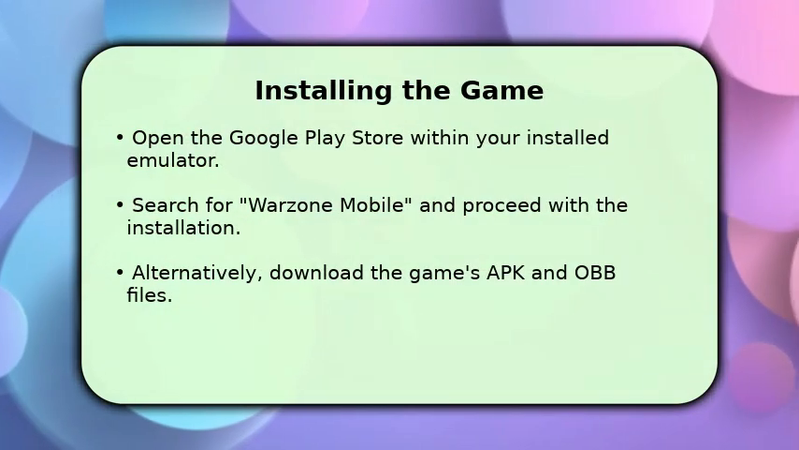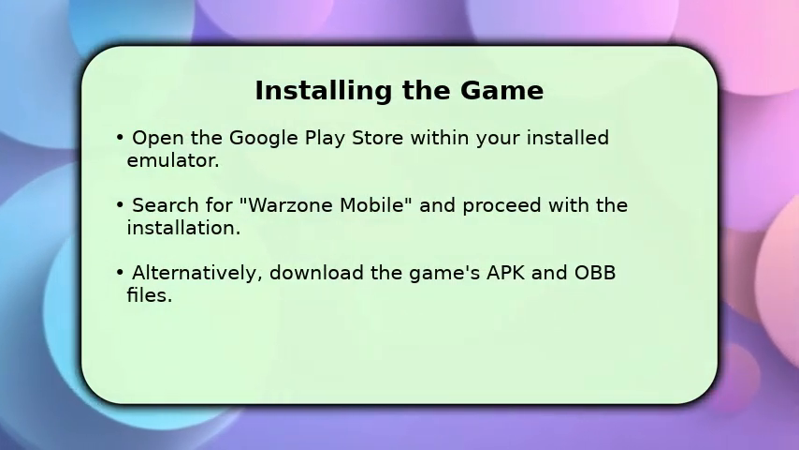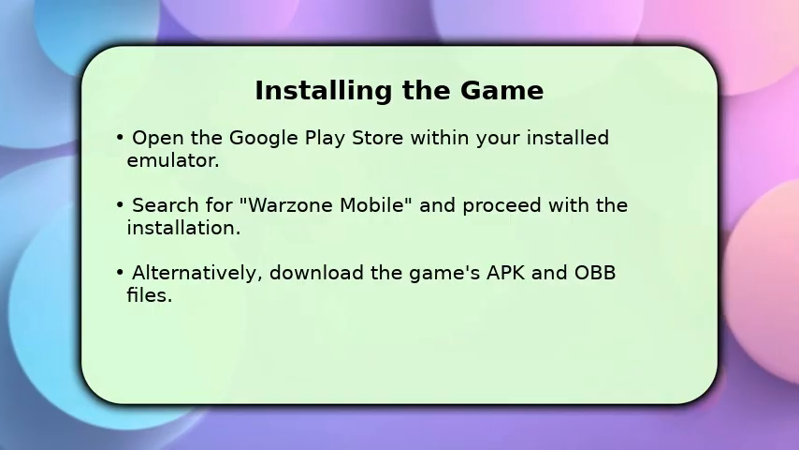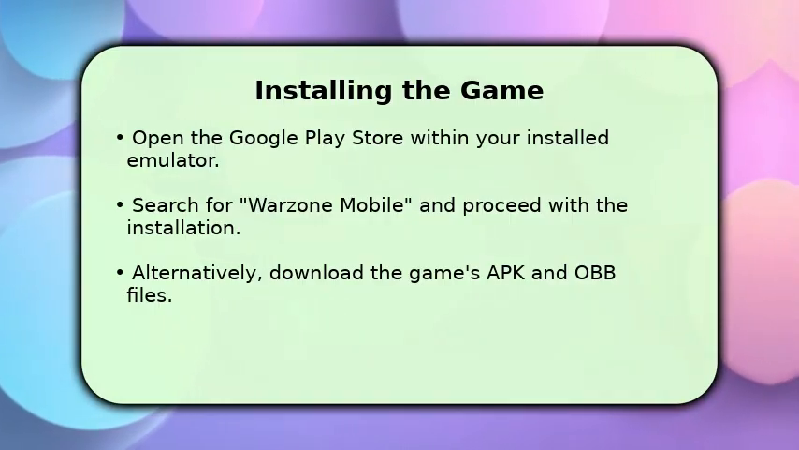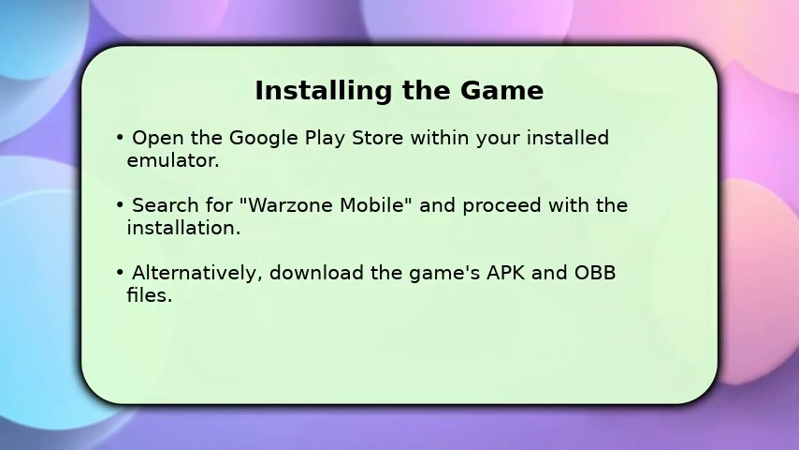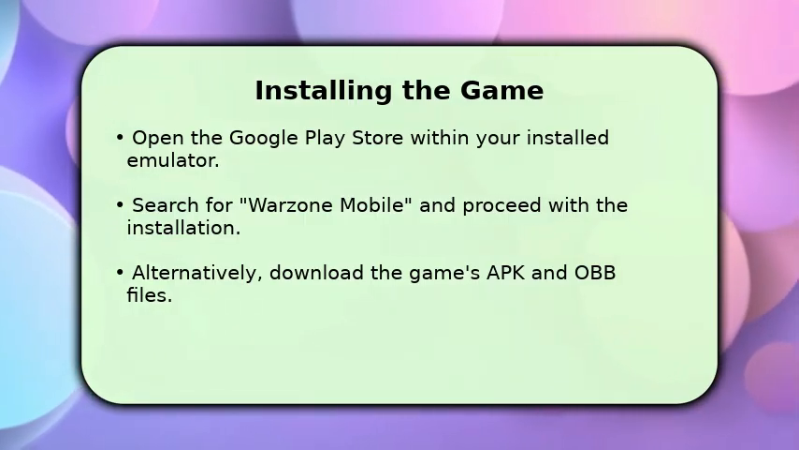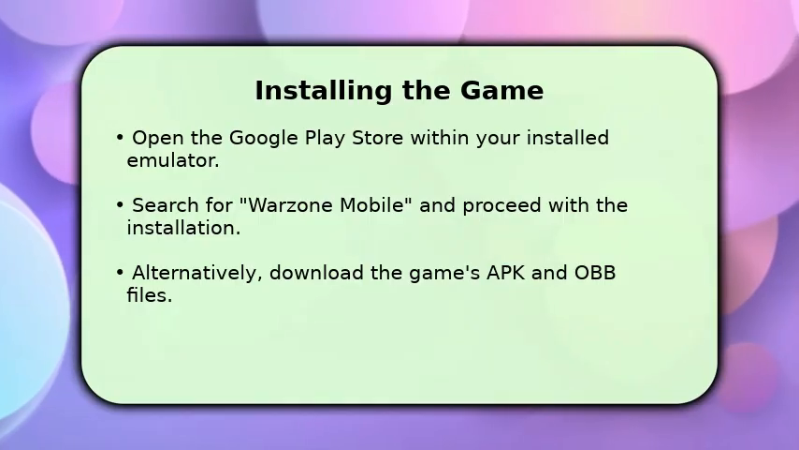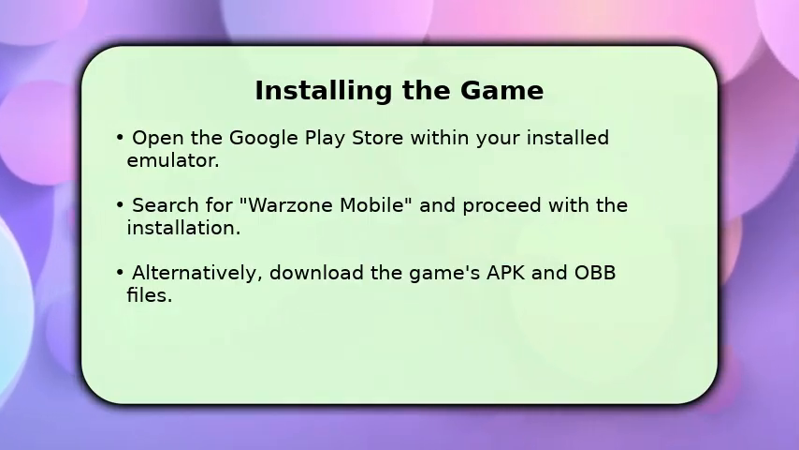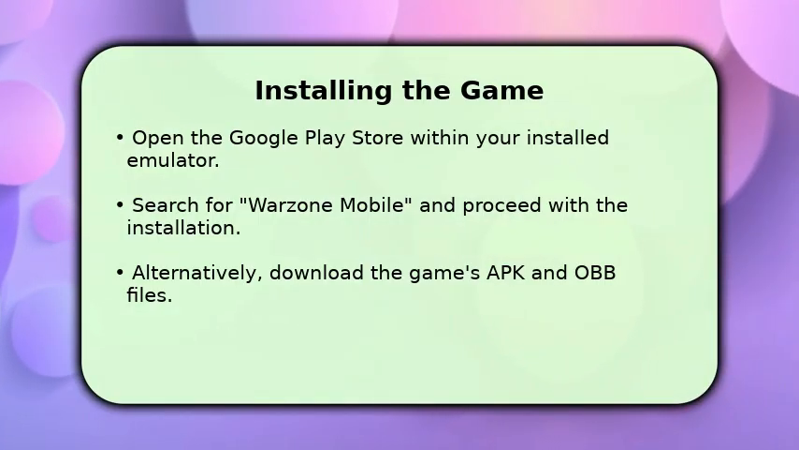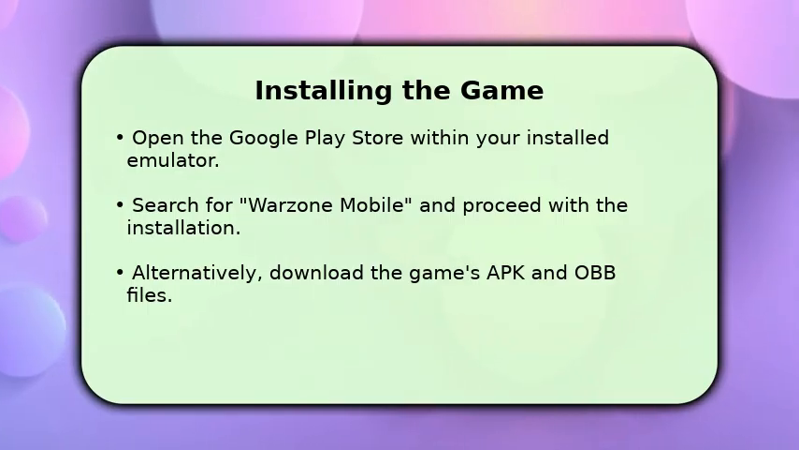Once your emulator is up and running, navigate to the Google Play Store within the virtual environment. Search for Warzone Mobile and initiate the download and installation process, just as you would on a regular Android device. If the Play Store still shows incompatibility, you can manually download the game's APK and OBB data files from a trusted source and install them directly through the emulator's file manager.